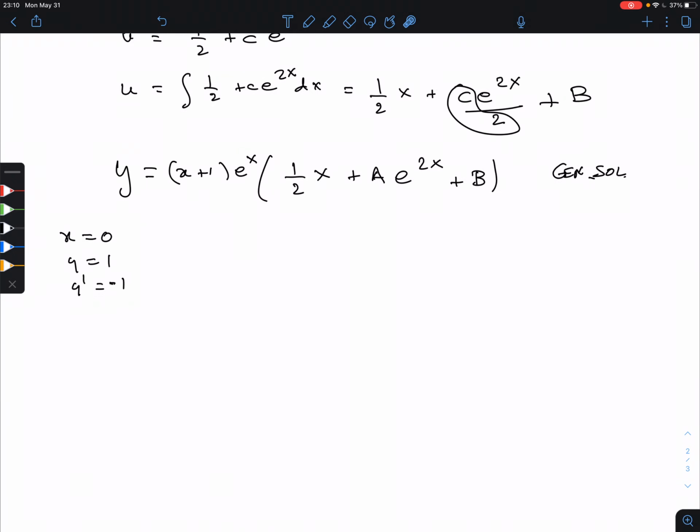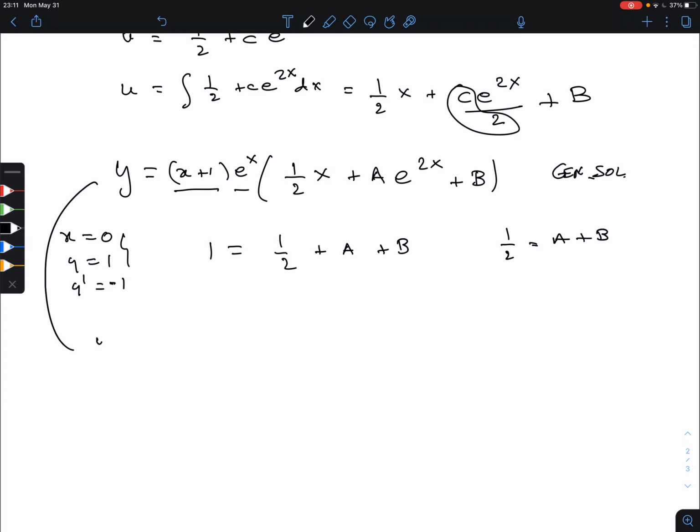Okay. So plugging these two in, we get 1 equals... okay, this becomes 1, and this is also 1. So then we have a half, that's also 1, plus e to the 0, that's nothing, and b plus b. Yep. And so we see that a half is equal to a plus b. Now we need the derivative, so y prime. Okay, so there are several terms. So we have to do the derivative first, that is 1, and then copy the rest.